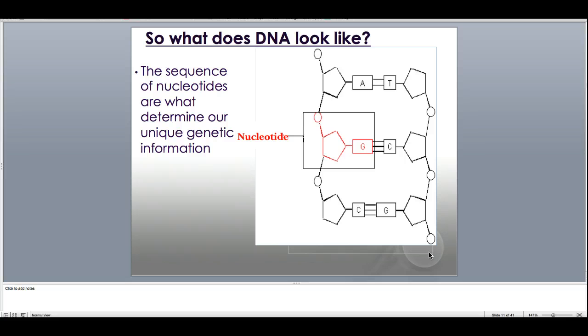All right, so what does DNA look like? The sequence of nucleotides is actually what determines our unique genetic information. So here is one nucleotide, so when you get a whole bunch of them stacked on each other, the sequence of what makes those up determines what our DNA is.